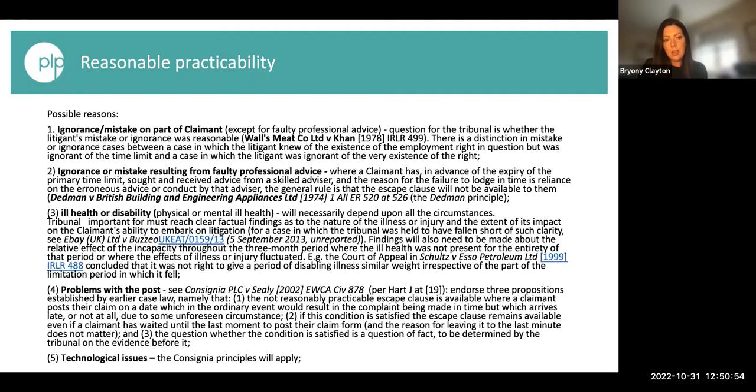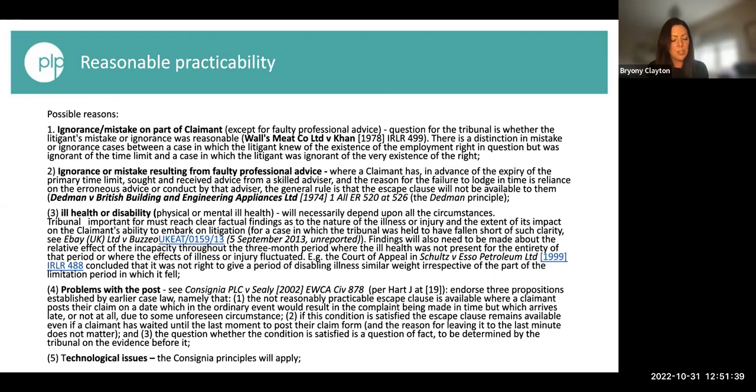And then the second reason we've referred to is faulty professional advice, known as the dead man principle. And so where the claimant sought advice before the expiry of the time limit, where the failure to lodge in time is because of that faulty advice, then the general rule is that this escape clause will not be available. That might on its face seem harsh, but the position has been settled, reaffirmed. The Court of Appeal in Marks and Spencer's and Williams Ryan 2005 did a careful review of the criticisms of the principle and held that it was still valid.